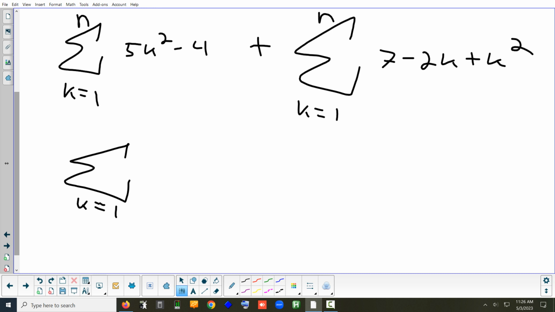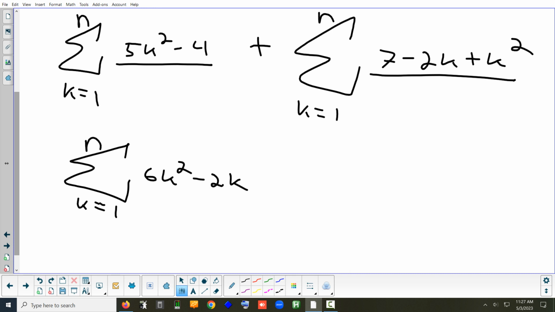Stopping at n. And now just combine like terms with that and that. So let's start with our squared term. What are we going to get for that? 6k squared. Yep. Minus 2k. Plus 3 minus 4 plus 7 plus 3. There you go.